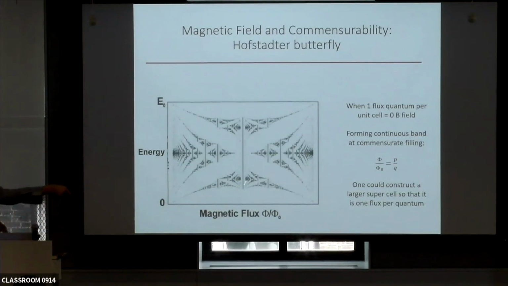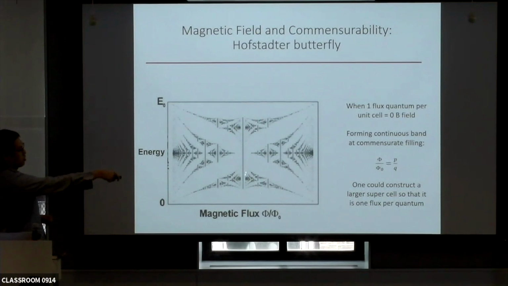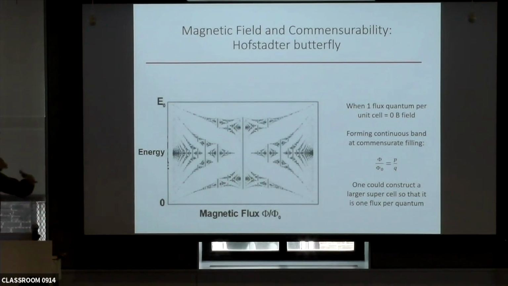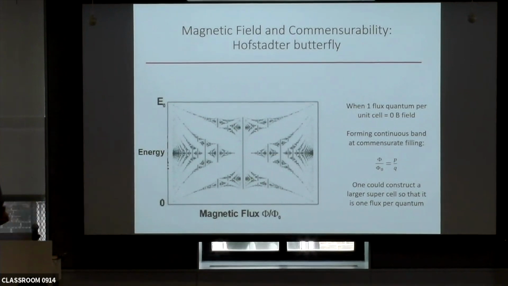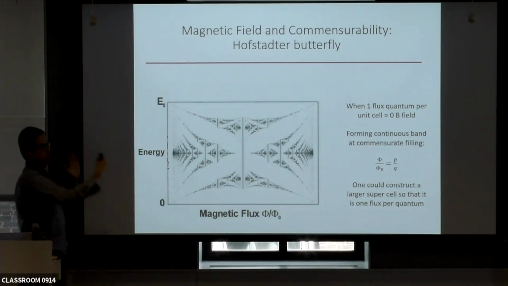Then this corresponds to the straight vertical black lines in this energy versus magnetic field diagram. Those correspond to the situation where you no longer have this fractal state, but rather a continuous band, because at a commensurate ratio you can always construct a supercell with one flux quantum per supercell, and therefore effectively you're not applying any magnetic field, so you can form a continuous band.